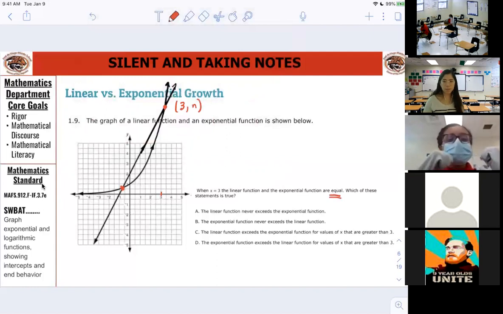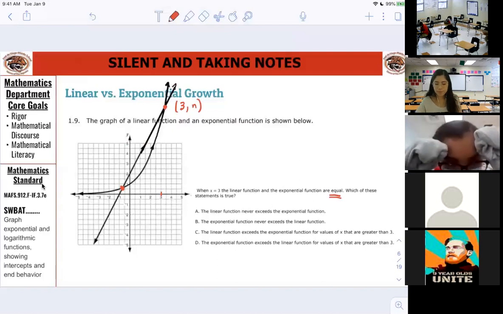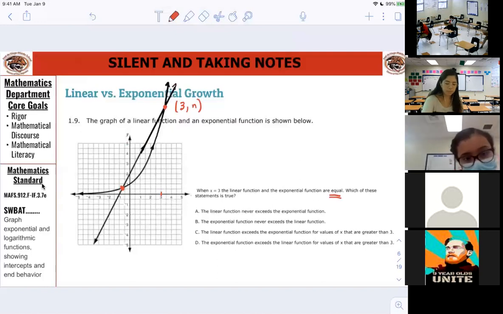If that helps out, go ahead and reread the questions real quick. Think about it again, and then we'll talk about it. Wait, which one is the linear one? What do you think? The straight line. There you go. Miss, are you going to put up a poll or are we just going to talk about it? We're just going to talk about it.